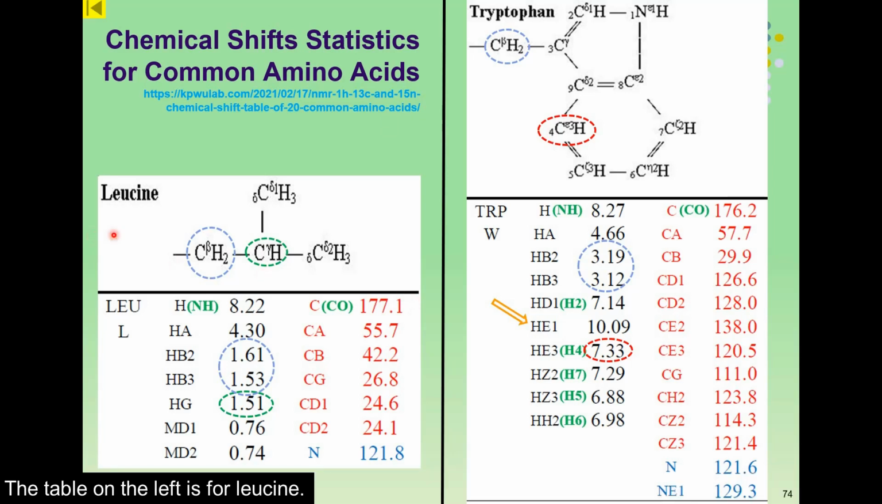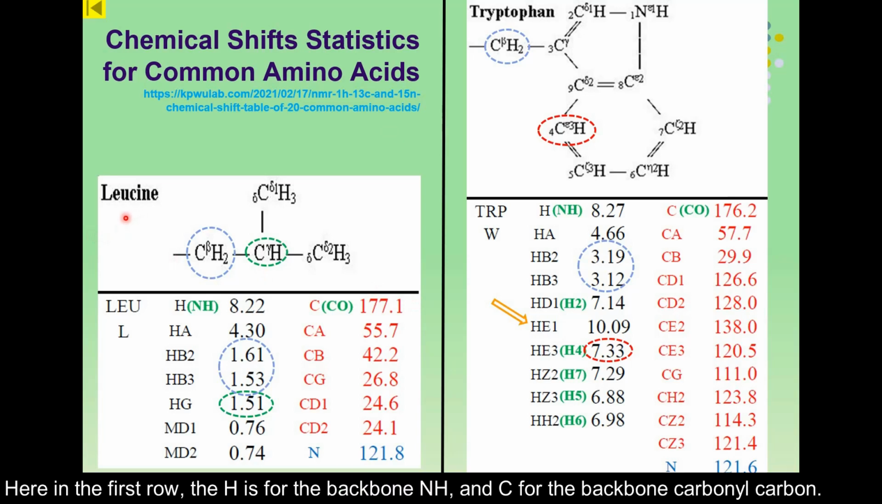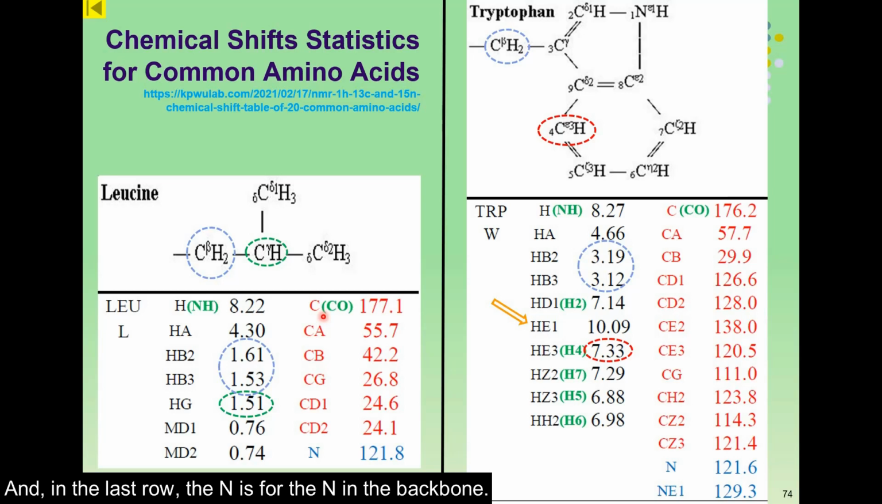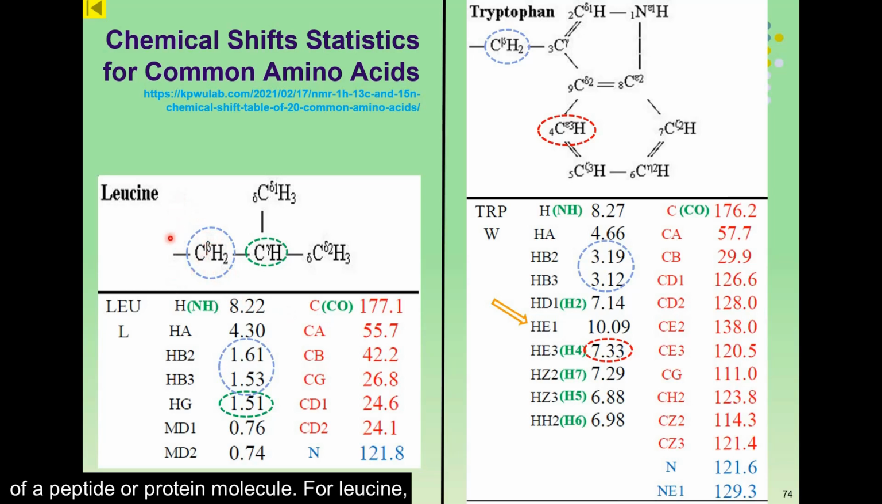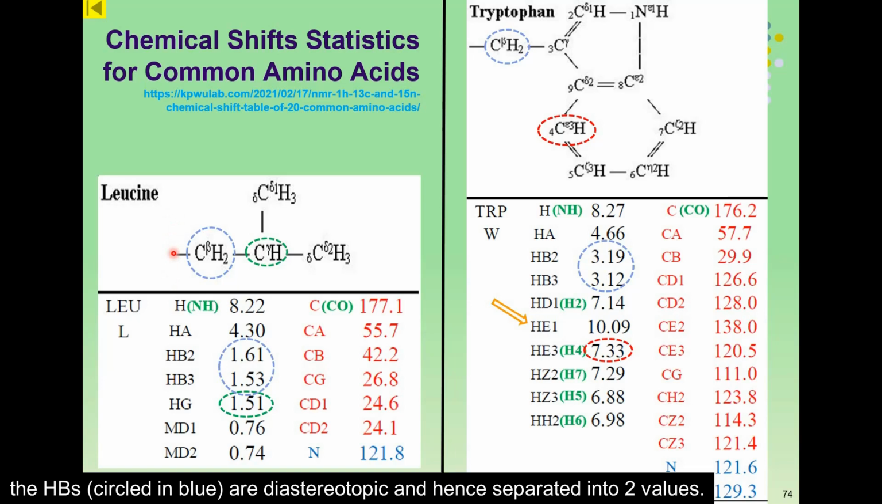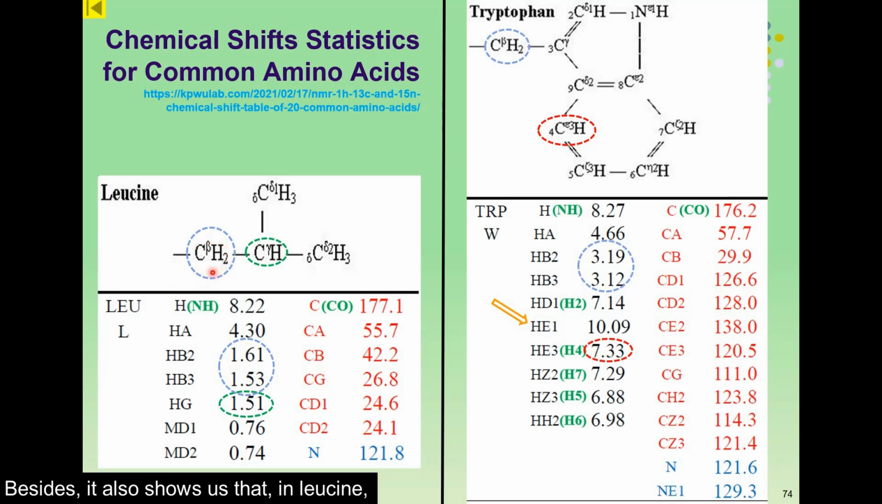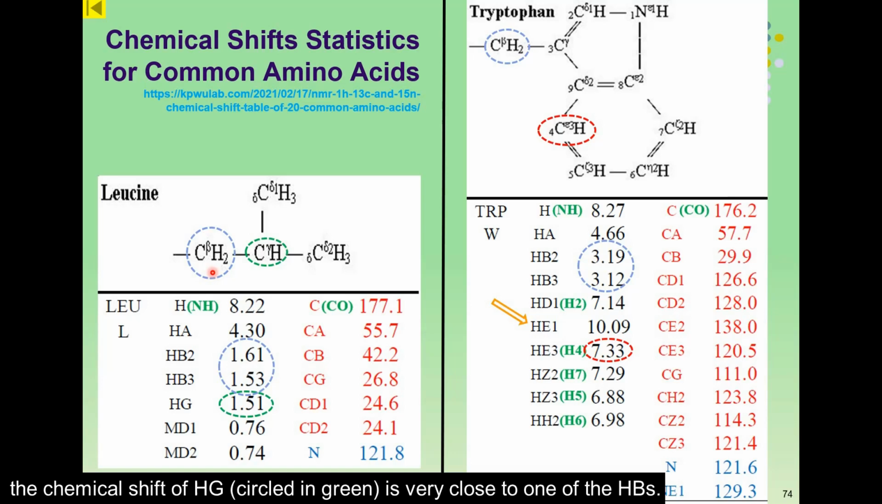The table on the left is for leucine. Here in the first row, the H is for the backbone NH, and C for the backbone carbonyl carbon. And, in the last row, the N is for the N in the backbone. Remember that Cb is always the one that connects to the backbone of a peptide or protein molecule. For leucine, the HBs, circled in blue, are diastereotopic and hence separated into 2 values. Besides, it also shows us that, in leucine, the chemical shift of Hg, circled in green, is very close to one of the HBs.